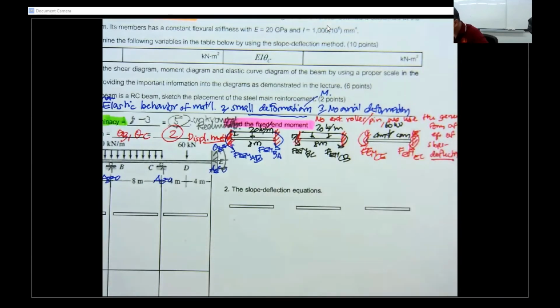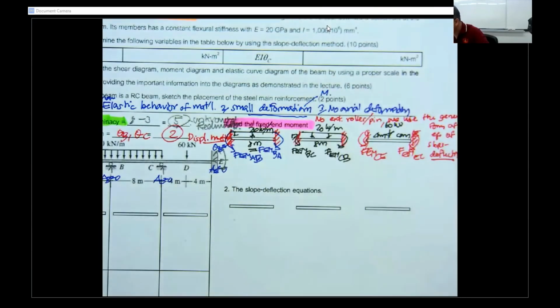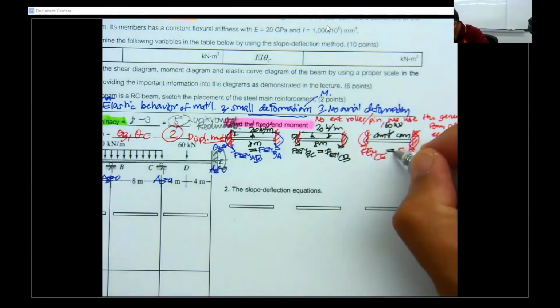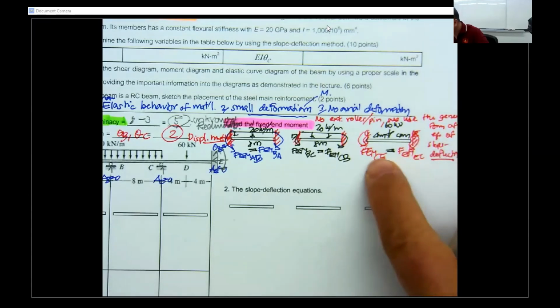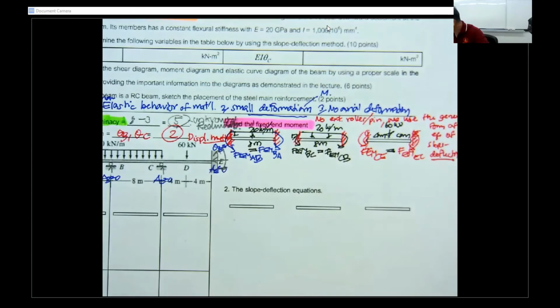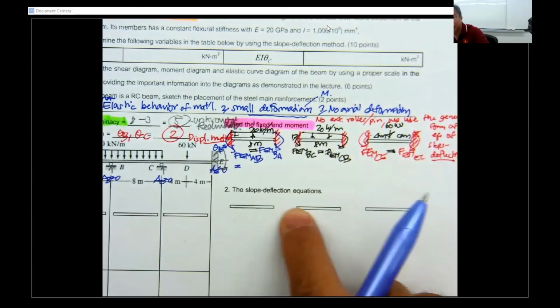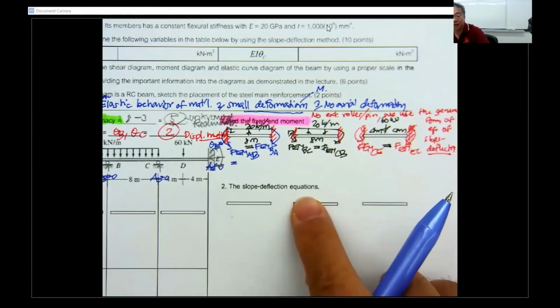I should mention something. Since the force is symmetric, the fixed end moment here is equal, the fixed end moment here is equal, and the fixed end moment here they are going to be equal. But the direction is different, so it's going to have the positive and negative side. When you put into the slope deflection equation, just be very careful about it.